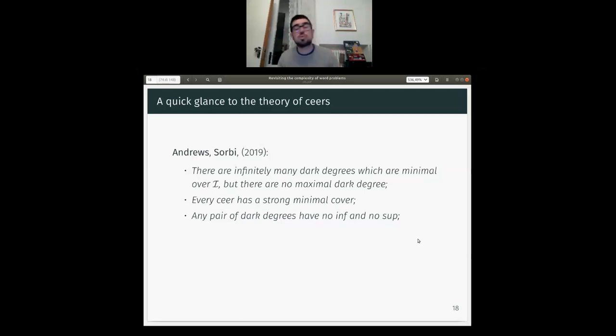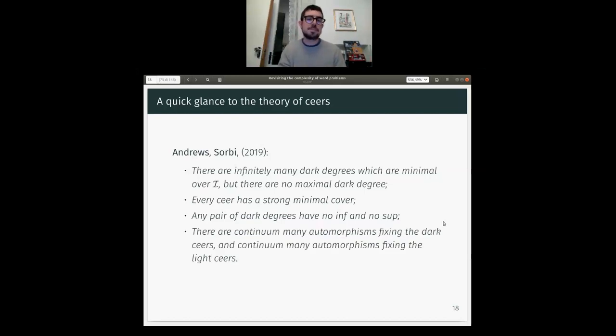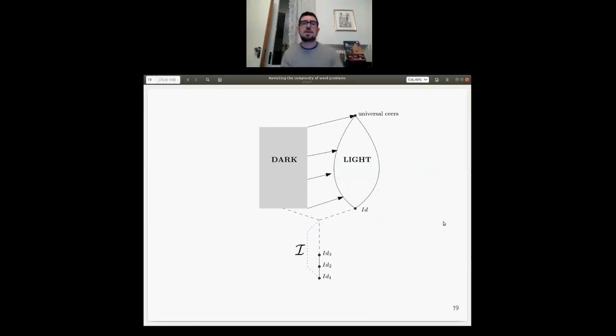In a paper in which we studied the Δ2 equivalence relations relative to computable reducibility, we proved that this result does not hold anymore. And also there are continuum many automorphisms fixing the dark spheres, continuum many automorphisms fixing the light spheres, etc. So, many results. This is like a rough picture that you can keep in mind.